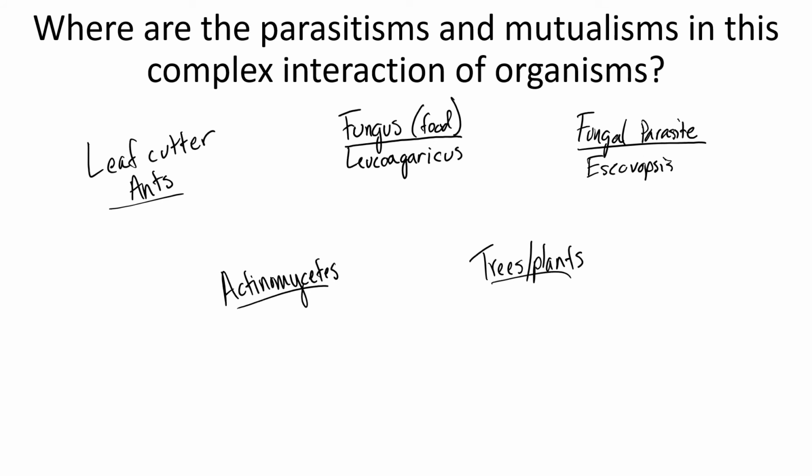So we can try to go through and quantify who is benefiting from this relationship. We have many different symbioses going on here because there is a parasitism between this Escovopsis and this Leucoagaricus. We have one benefiting at the other's expense. And with these actinomycetes, this one perhaps benefits at the expense of this one by producing those antimicrobial compounds to suppress that fungus. So we at least have some negative interaction there.